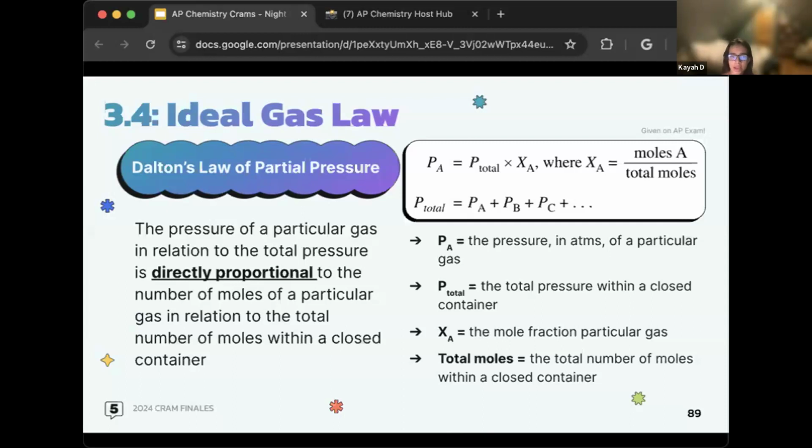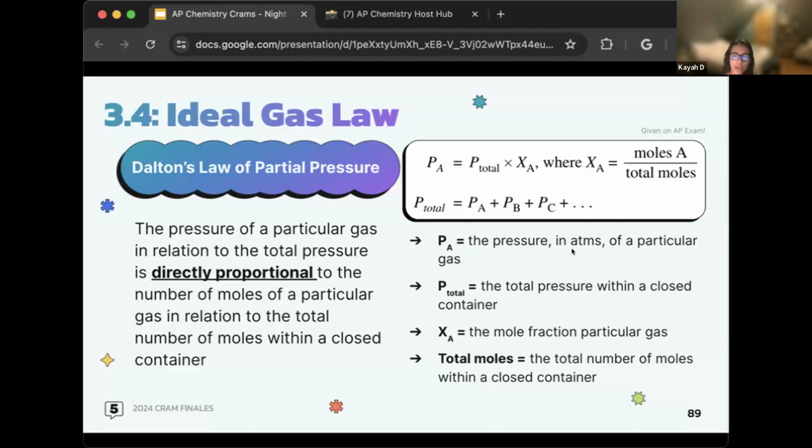So gas A could be the CO2 gas, or really any kind of gas. And then P subtotal is the total pressure within a closed container. Then you have X sub A, which is the mole fraction of a particular gas. And total moles is the total number of moles that are present within a closed container.